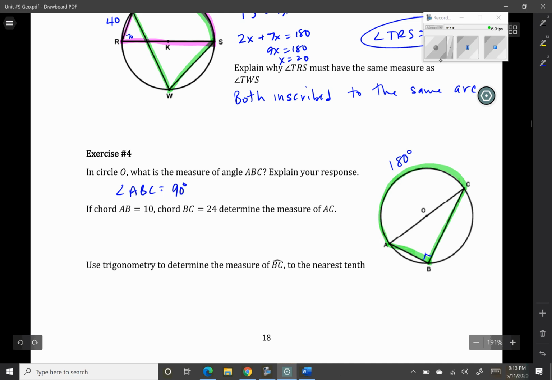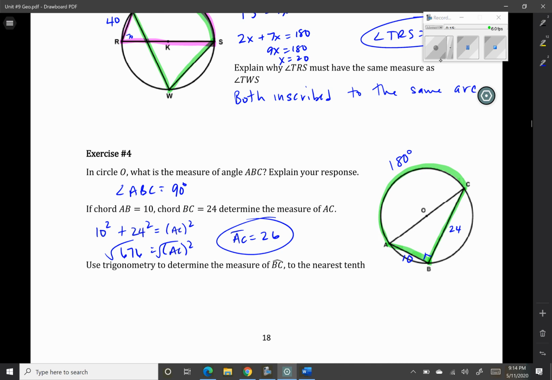So it tells us that AB is 10, and it tells us that BC is 24. And it wants us to find the length of AC. That's just Pythagorean theorem. 10 squared plus 24 squared is equal to AC squared. So if I do 10 squared plus 24 squared, that gives me 676. So we have AC squared, and we square root that, and we get AC is equal to the square root of that number. So if I do the square root of 676, I think it's 26. 26 is my length of AC.